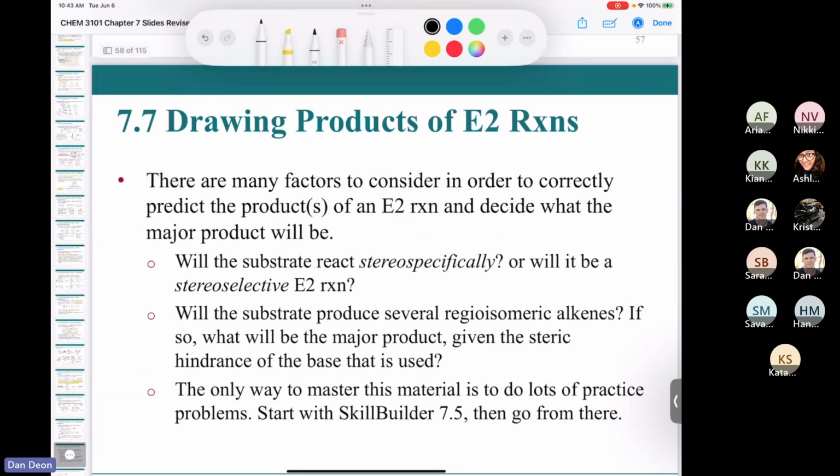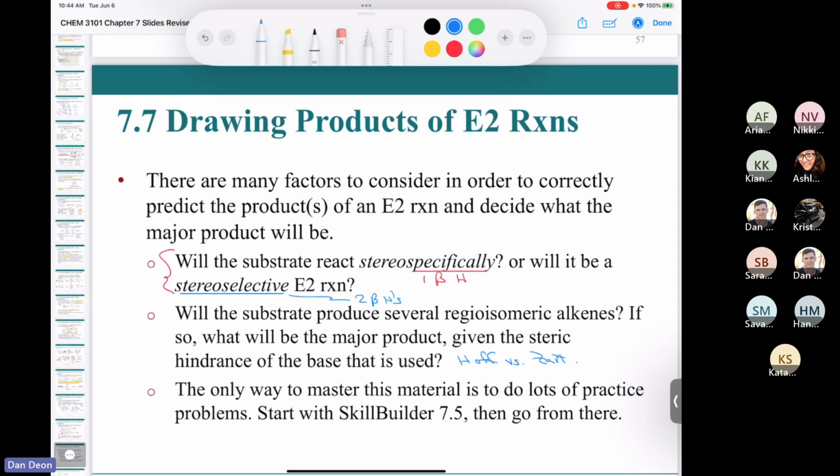So when you're drawing the products of E2 reactions, you might get a little overwhelmed at times because there are so many products that can be formed. It says consider everything that can happen. So is the reaction going to be stereoselective or stereospecific? Stereospecific is when we have one beta hydrogen, and stereoselective is when we have two or more beta hydrogens. And if you can get different regioisomers, what's going to be the major product? What's going to be the minor product? Is it going to be the Hofmann or the Zaitsev? And you have to take the base into account.